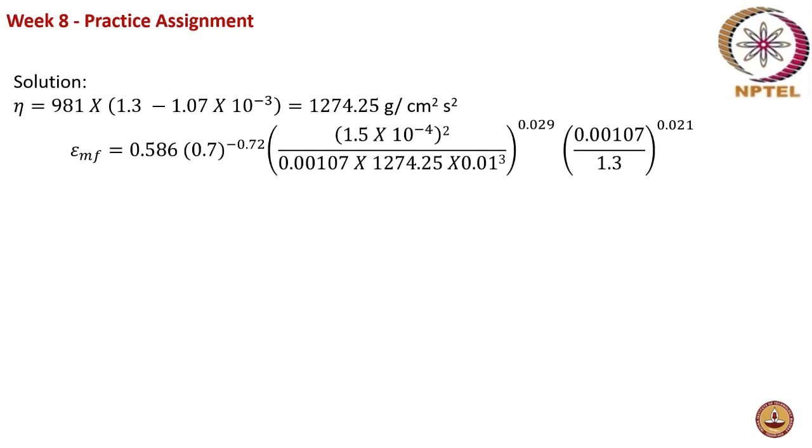Now we have all the terms for calculating the porosity of the bed at minimum fluidization velocity. Now you have this expression. Can you just calculate and say what is the value? You have this expression, you have a calculator. Just calculate and say what is the value of that. Okay, ma'am.